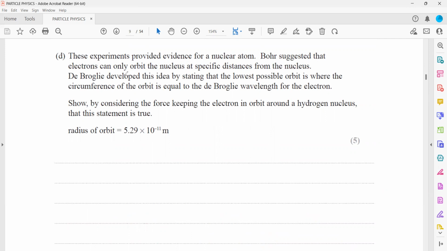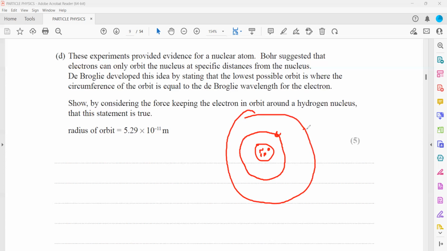Bohr suggested that electrons can only orbit the nucleus at specific distances. This was the idea of Niels Bohr, who gave the explanation that before this, the concept was that electrons are moving, but there was no concept of an orbit. So Niels Bohr was the one who gave the idea that electrons can move in a specific region, which he called a shell or orbit.